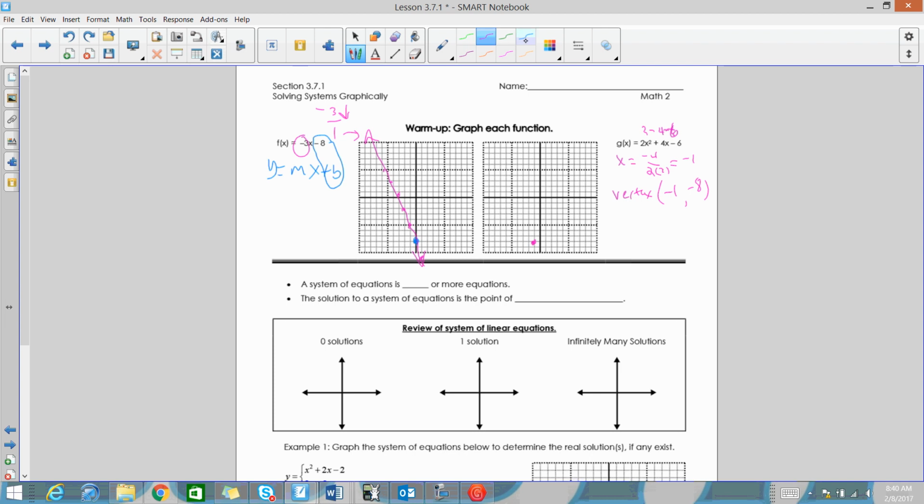Now, another thing that we know is that our vertex has our axis of symmetry running through it. So our axis of symmetry goes up and down here, and that's going to help us out with the rest of our graph. Because it is in standard form, our y-intercept is negative 6.